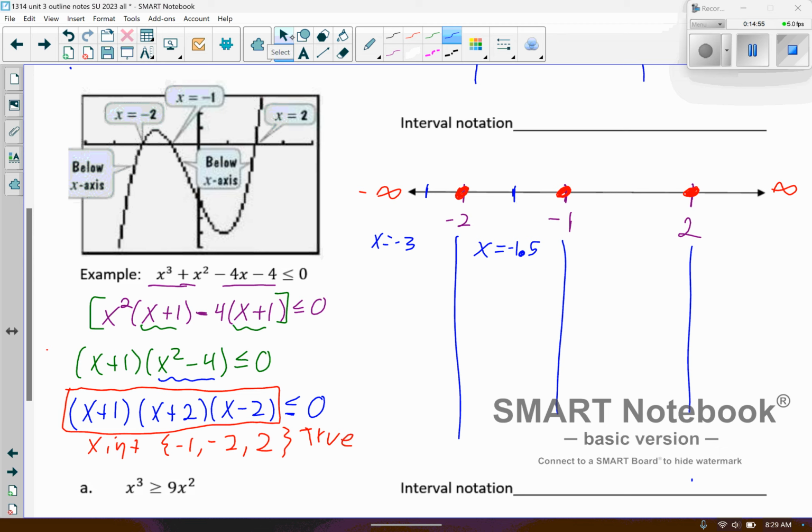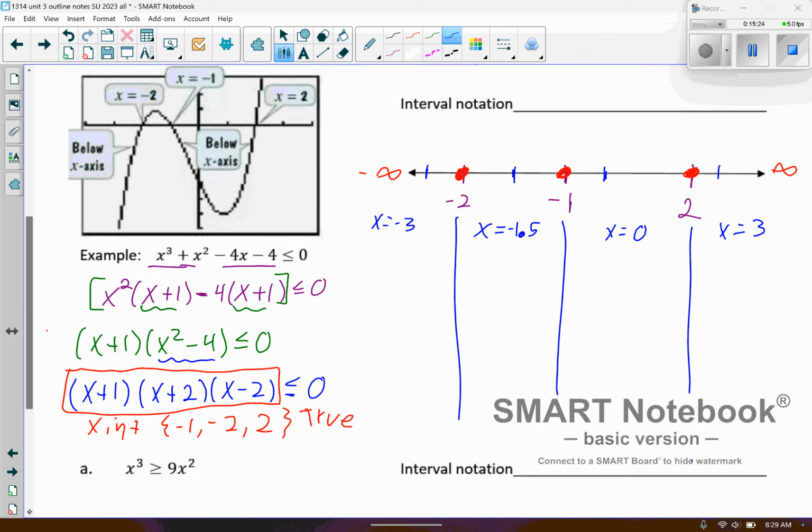And then between -1 and 2, 0 is always a good one, so we'll test x equals 0. And then over here, between 2 and infinity, we'll test positive 3. So those are the four values we need to test, and each one of those is within these subintervals. And if it's true, great, then it's part of the solution set, and if it's false, then it's not.